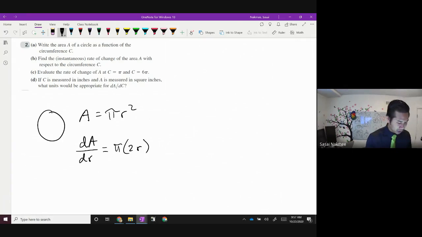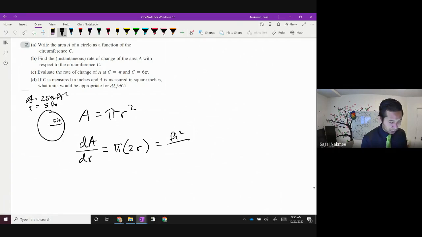And this is what I wanted to show you here. When we dealt with position and time, it was feet per second. With area over its radius, let's say the radius is measured in feet. So let's say this right here is like 5 feet, for example. The area would be equal to 25 pi feet squared, if the radius was 5 feet. So when you're measuring the rate of change of this guy, the unit you'll get for this will come out in feet squared, because that's what the area measures, per feet.